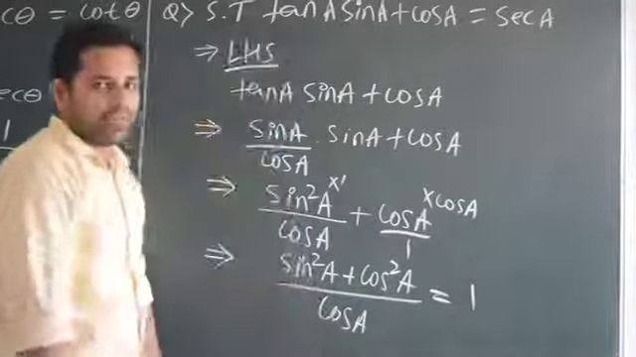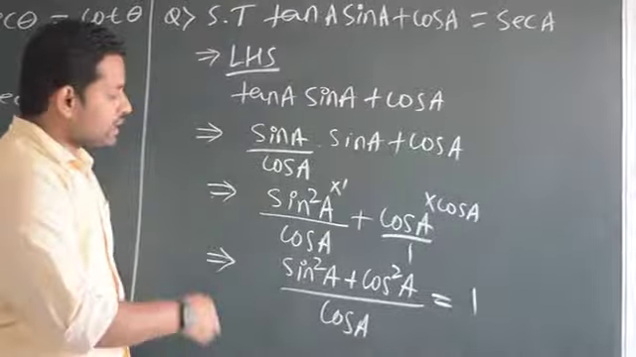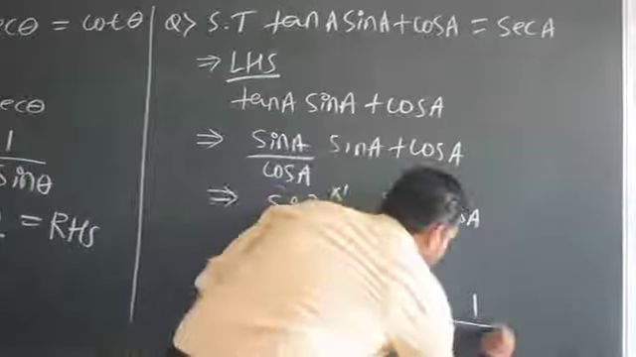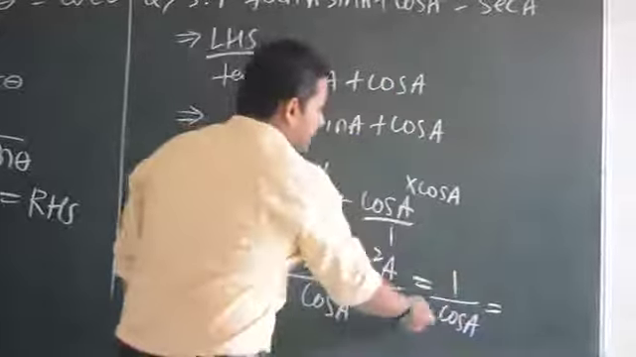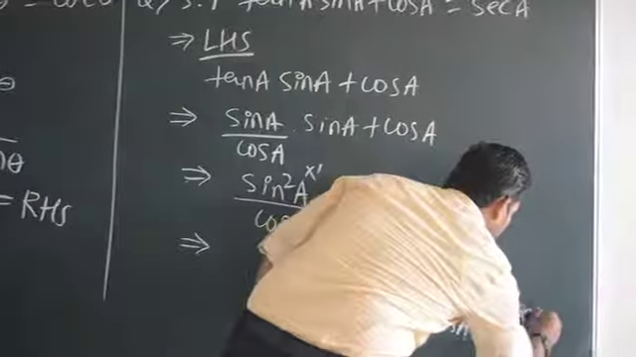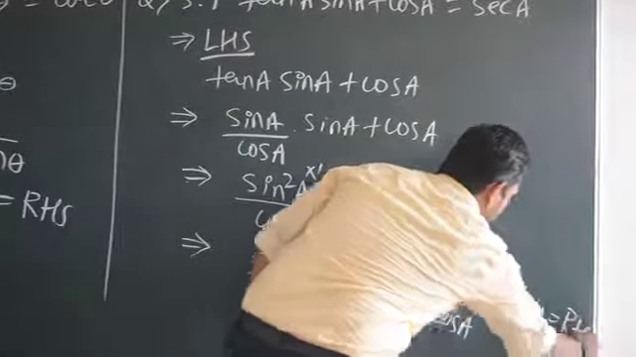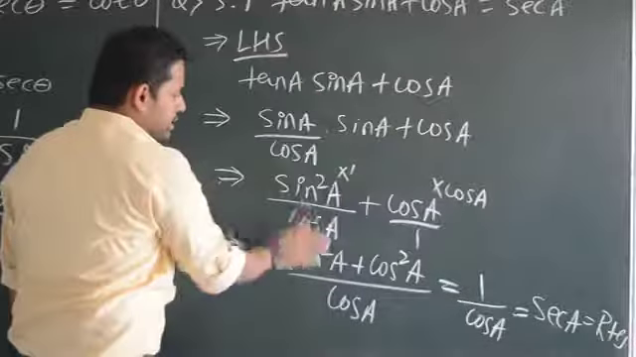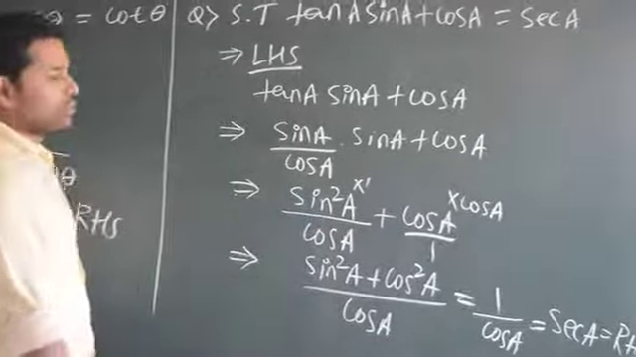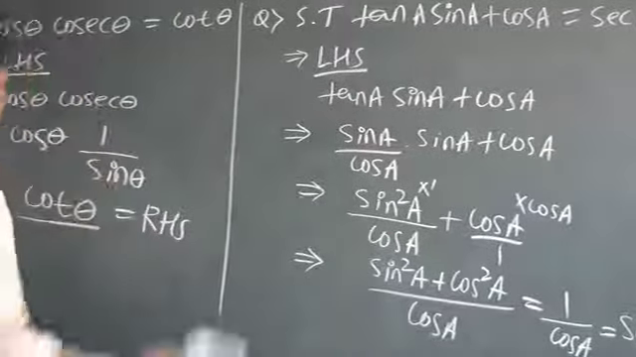This identity we know already. Yes or no? We have started using the identities now. So 1 divided by cos A. 1 by cos A can be written as secant A, which is equal to RHS. Are you getting these points, my dear children? Yes or no? So like this you have to make an approach towards the problems. Okay, let us get into next question.